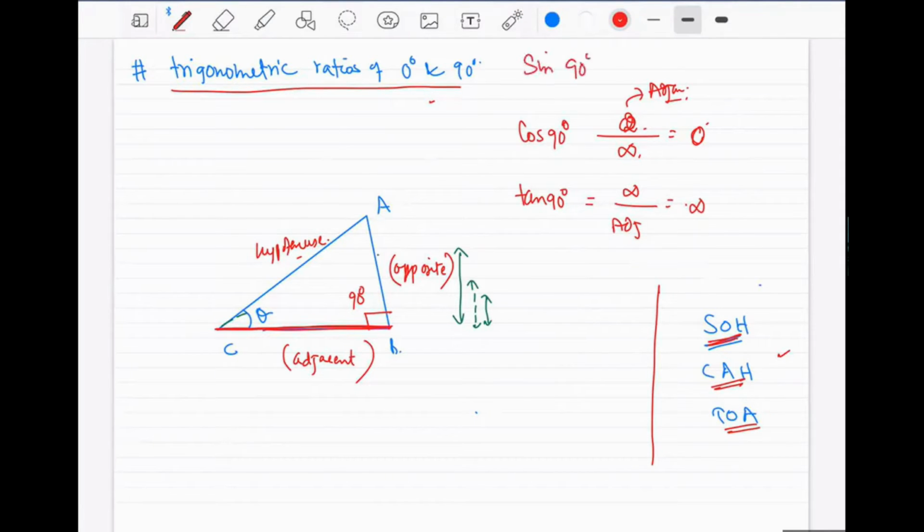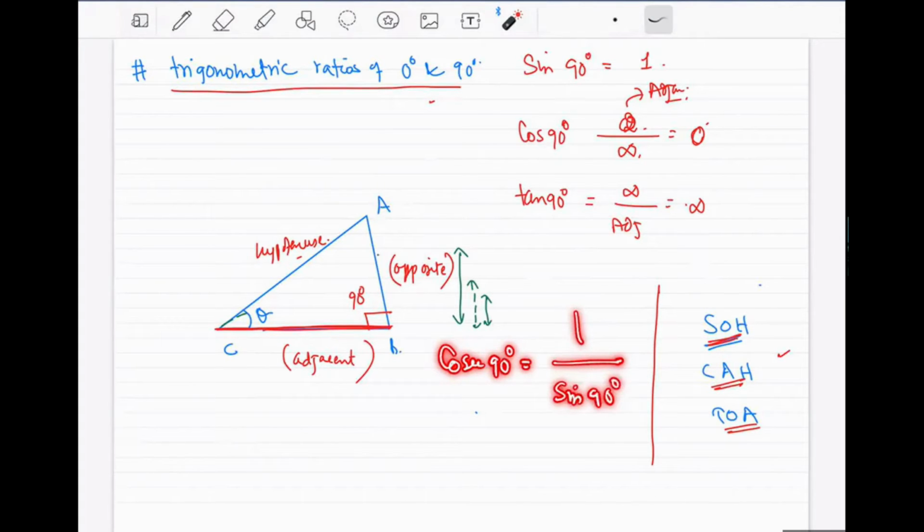So sine 90 degree, how much is it? This is 1. Sine 90 is 1. Cos 90 is 0. Tan 90 is how much? Infinity. What about the rest of them? There are 3 more remaining, right? Cosec, sec, and cot. So in case of cosec, if I want cosec 90 degree, what I have to do is write 1 by sine 90 degree. It's the reciprocal, okay? So 1 by sine 90 degrees, how much? 1 by 1, so we will get 1. Cosec 90 degrees is 1.